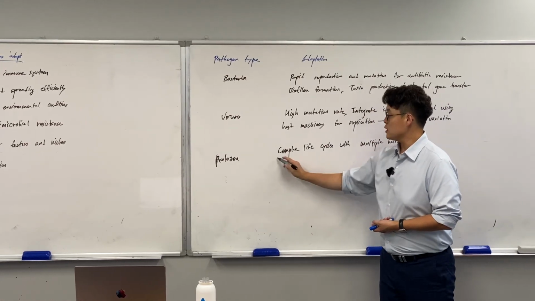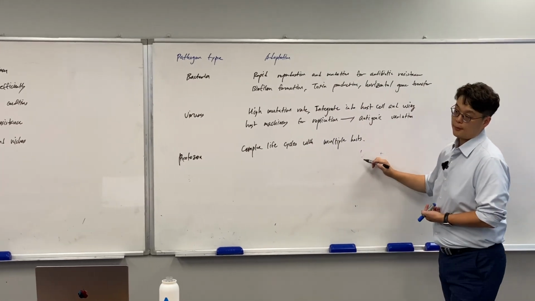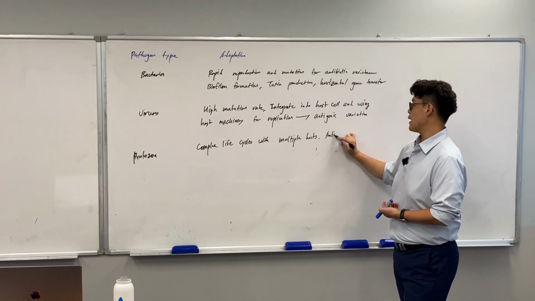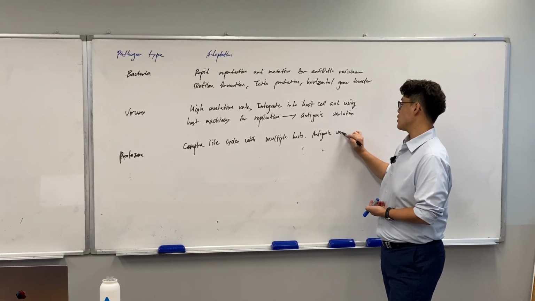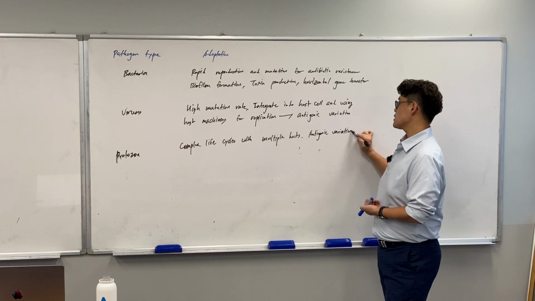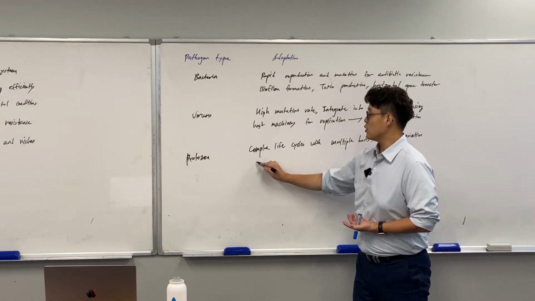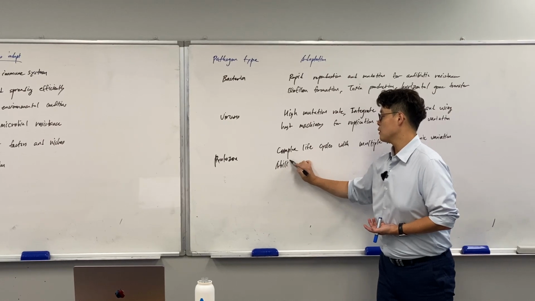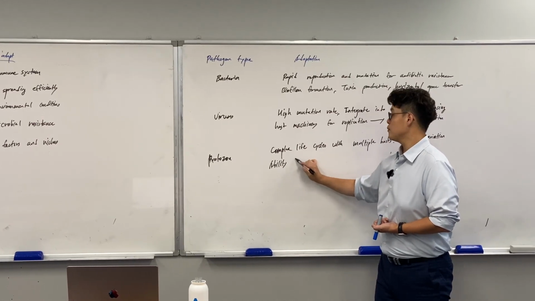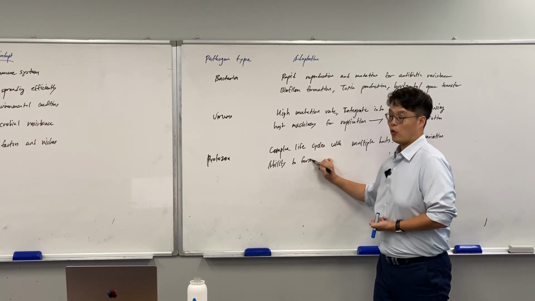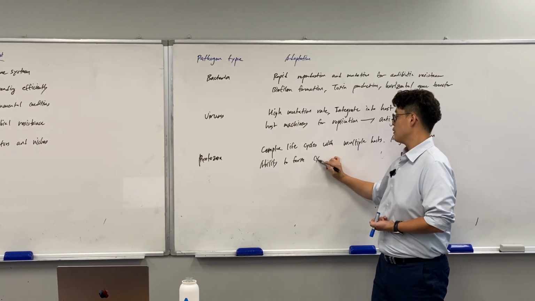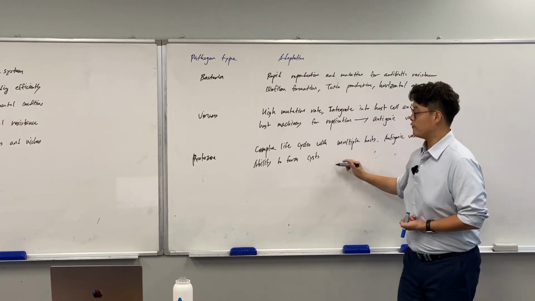Now, what they do is, again, there could be antigenic variation. They can change the genetic structure of the cells or the nucleus, and they also have the ability to form a cyst for survival.